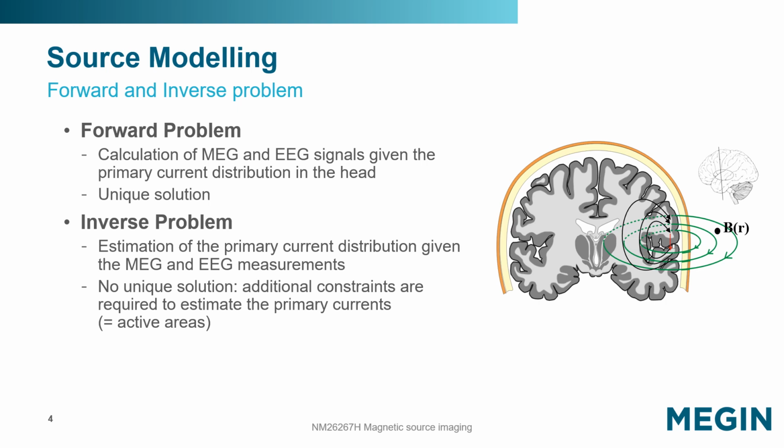Unfortunately, the inverse problem does not have a unique solution, because we can always add silent current sources which do not produce electromagnetic fields. We can, however, try to solve the problem by setting additional constraints for estimating the active areas of the primary currents. Some of the commonly used constraints are discussed in the following slides. Solving the constrained inverse problem requires that we first define the source and head models, and can calculate the forward solution for these.